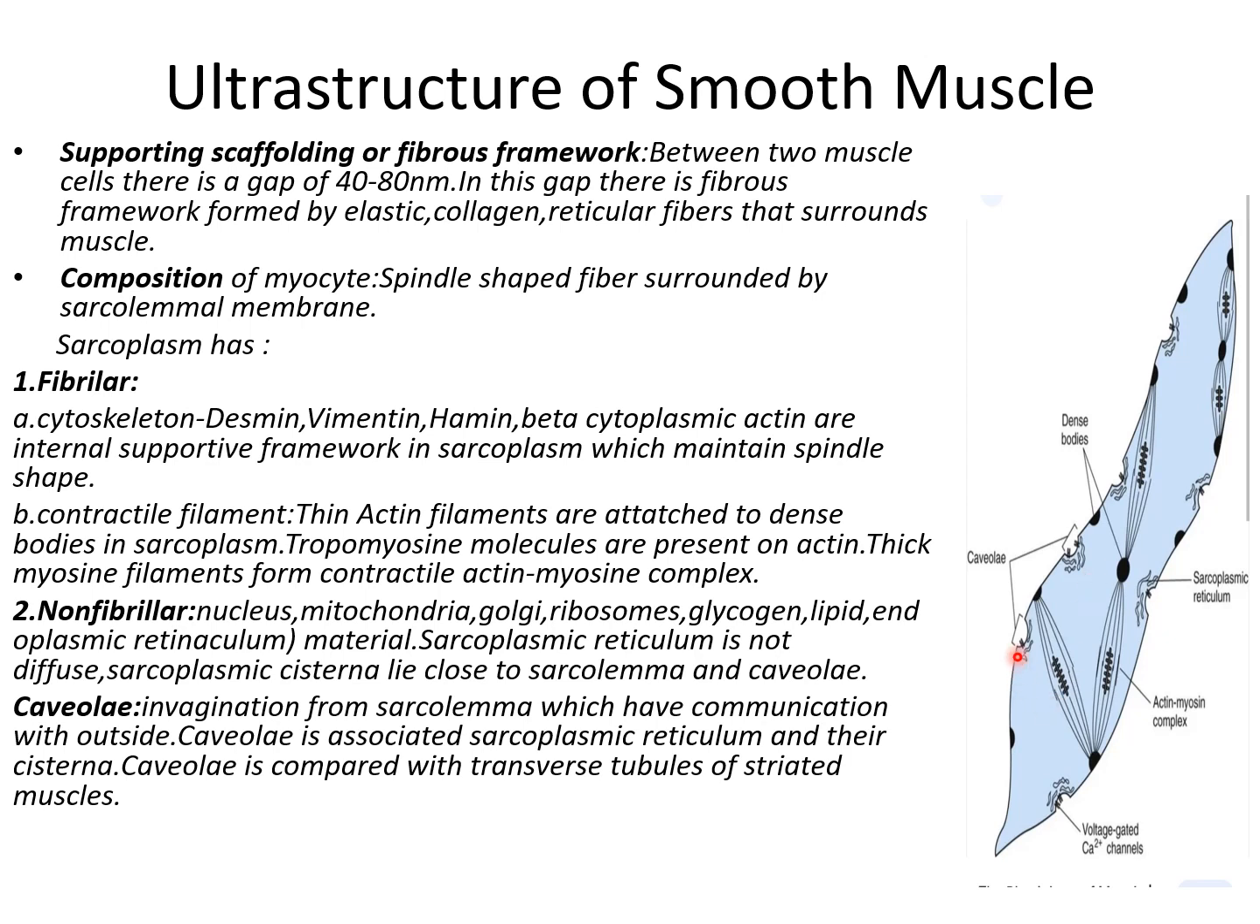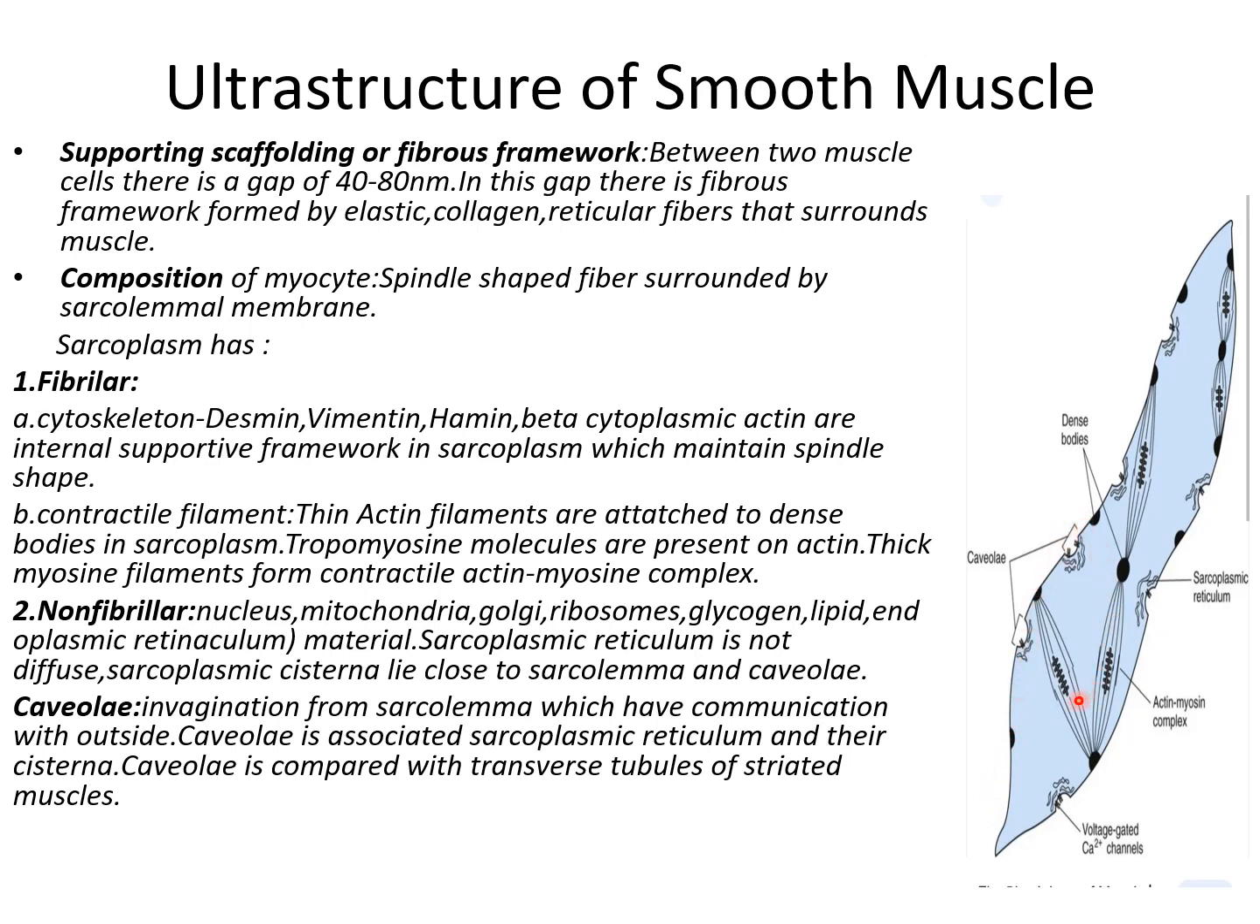Coming to the ultrastructure of smooth muscle. This is the spindle shaped smooth muscle cell, an individual cell of the smooth muscle, and the space in between two adjacent smooth muscle cells is about 40 to 80 nanometer. There is a gap of about 40 to 80 nanometer between the adjacent cells, and this gap is filled by elastic fibers, collagen fibers, and reticular fibers that surround the muscle. If we see the composition of this spindle shaped fiber, it is first covered by the sarcolemma. So the outer membrane is the sarcolemma.